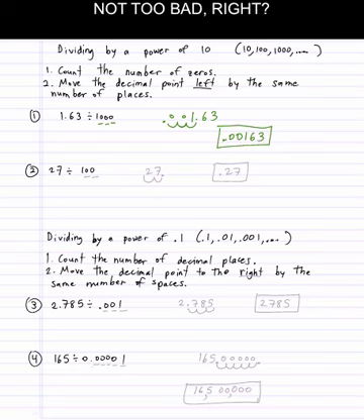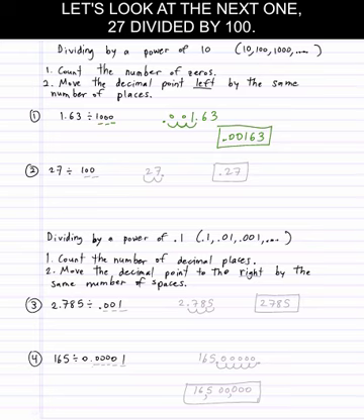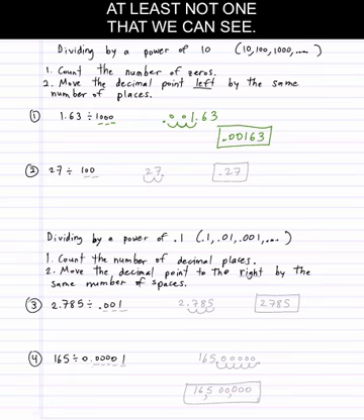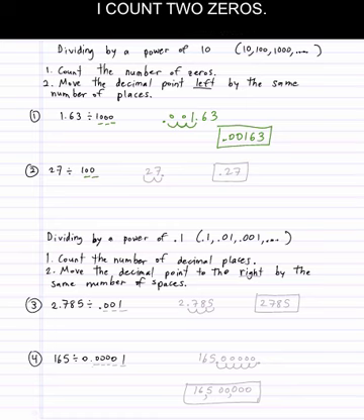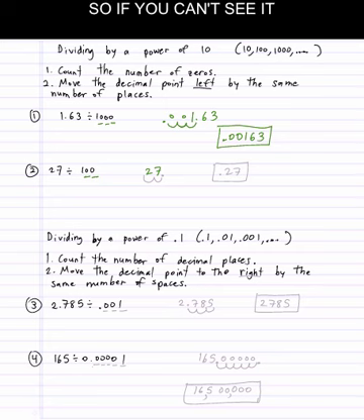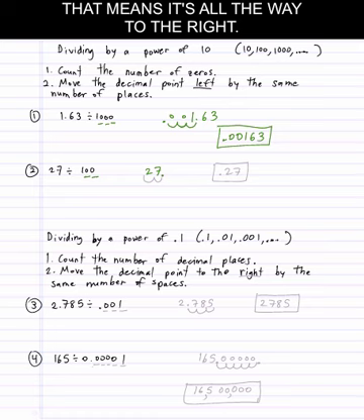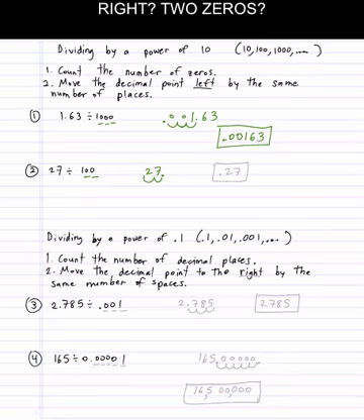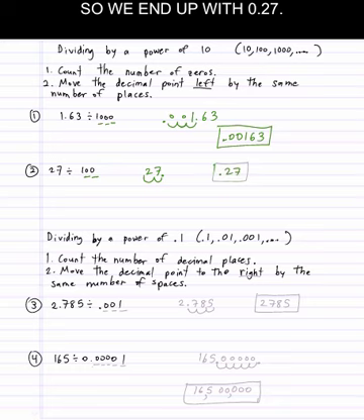Not too bad, right? Let's look at the next one. 27 divided by 100. Now in this problem, there is no decimal place, at least not one that we can see. I count 2 zeros. Now there's always a decimal place, so if you can't see it, that means it's all the way to the right. So divided by 100 means to move back 1, 2 spaces, right? 2 zeros. So we end up with 0.27.